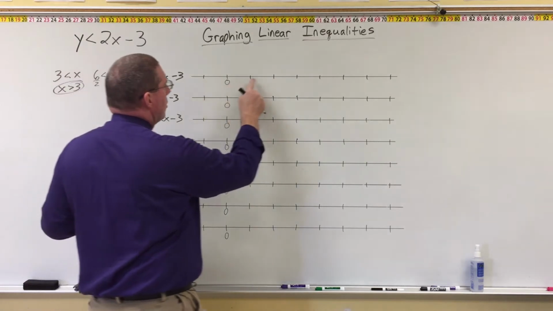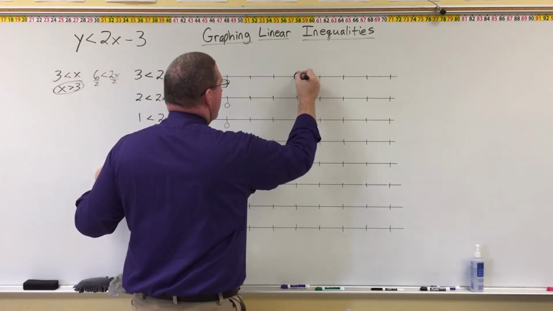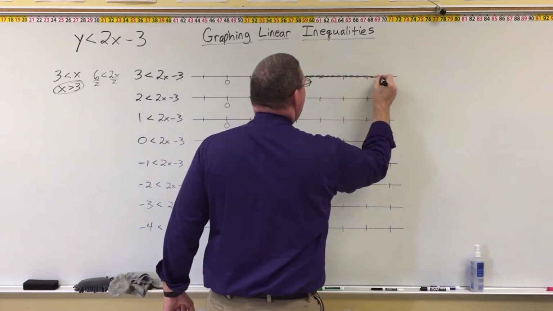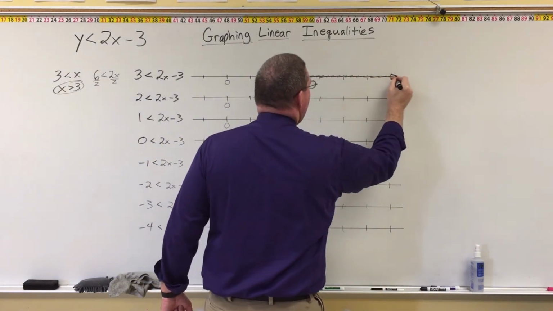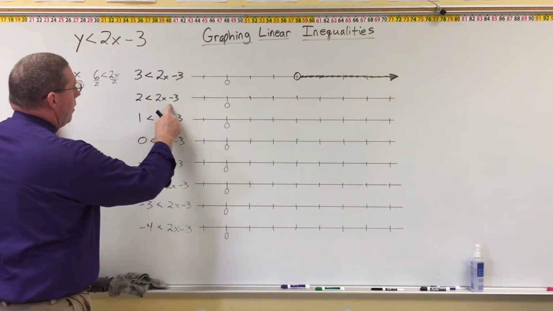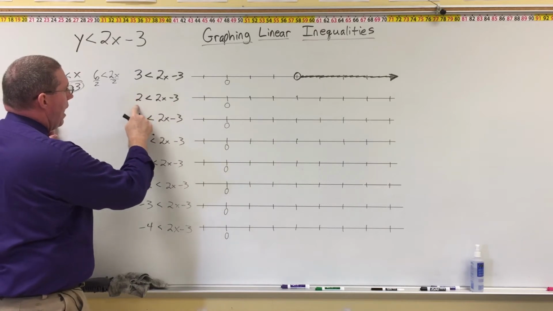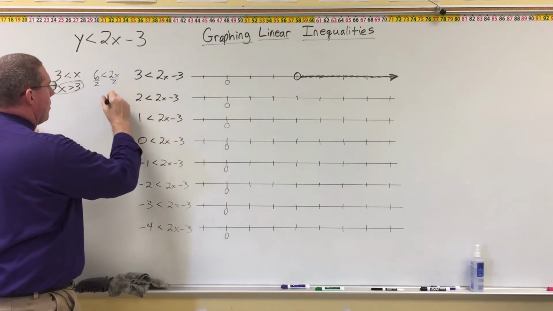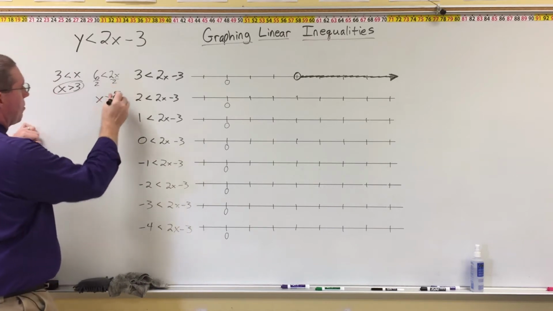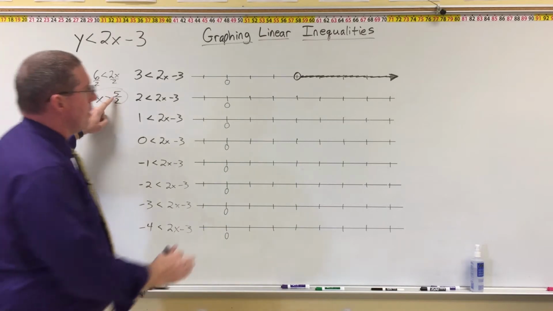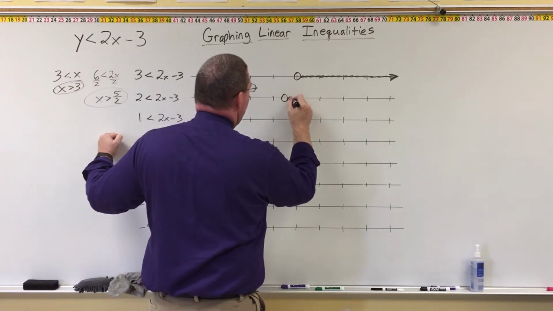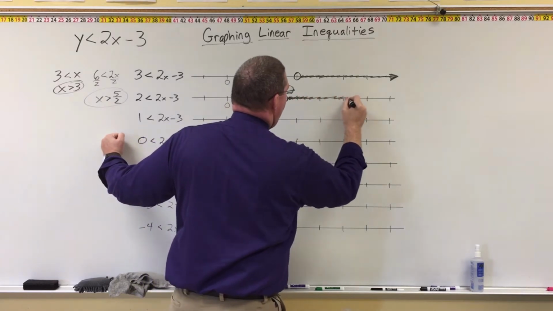So we'll go to 1, 2, 3. We'll do an open circle, and then draw a solid arrow over here, and there is our solution: x is greater than 3. Now if we do this one, add 3 to both sides, this becomes a 5, divide by 2, and we get x is greater than 5 over 2. That's 2.5, right? So that's going to be right here, and here's our solution.